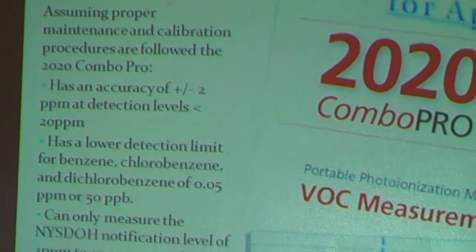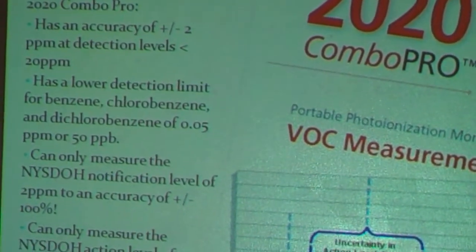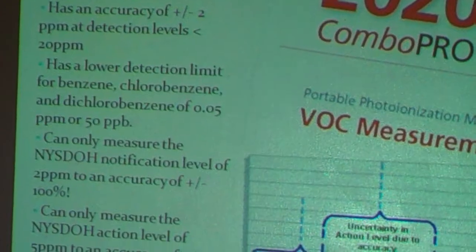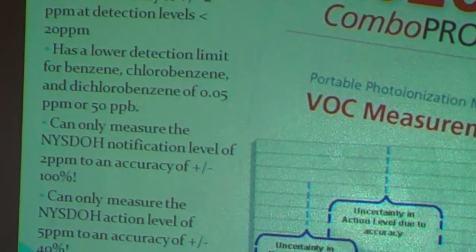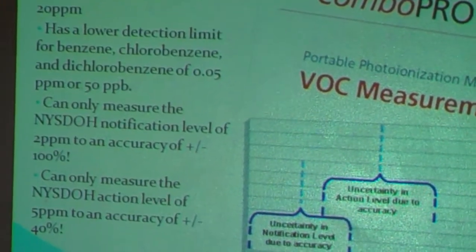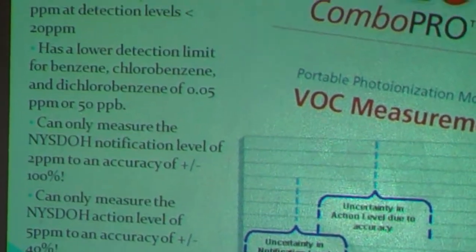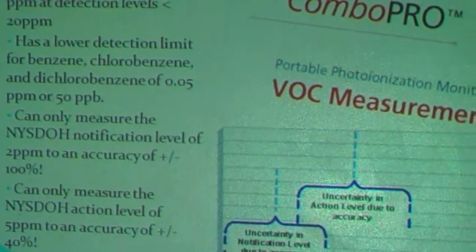The detector also has a lower detection limit for benzene, chlorobenzene, and dichlorobenzene of 50 parts per billion. This is the lowest level that the detector can sense at. Any chemicals present at lower levels than that, the detector won't see.